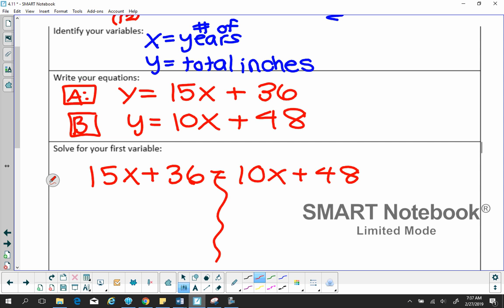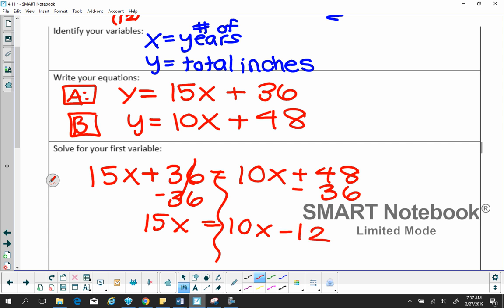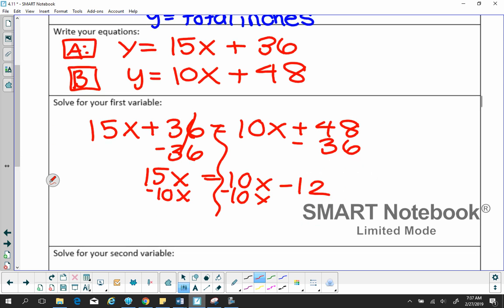So now you're going to move things around. So Tristan, what would I do first? Sure. You end up getting 15x equals 10x, and then right here it would be minus 12. Cool. Tanya, what would I do next? Beautiful. Subtract 10x. And you end up getting 5x equals, yeah, negative 12, or equals 12. That's positive.